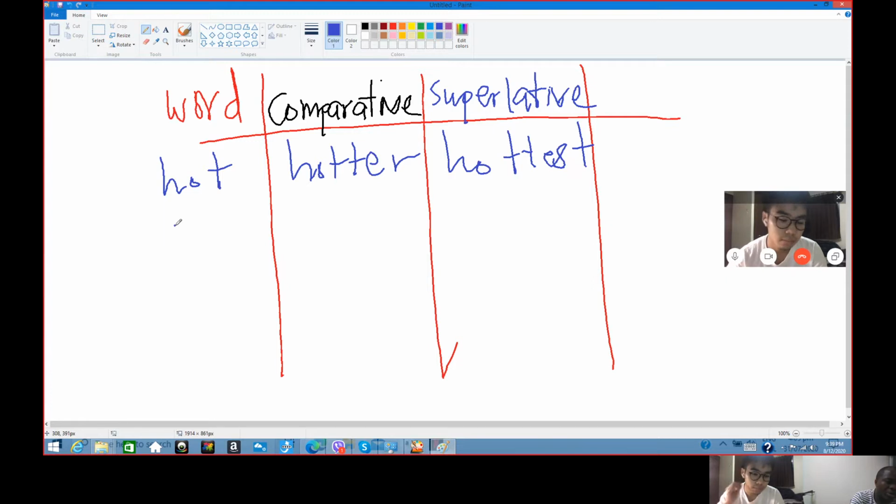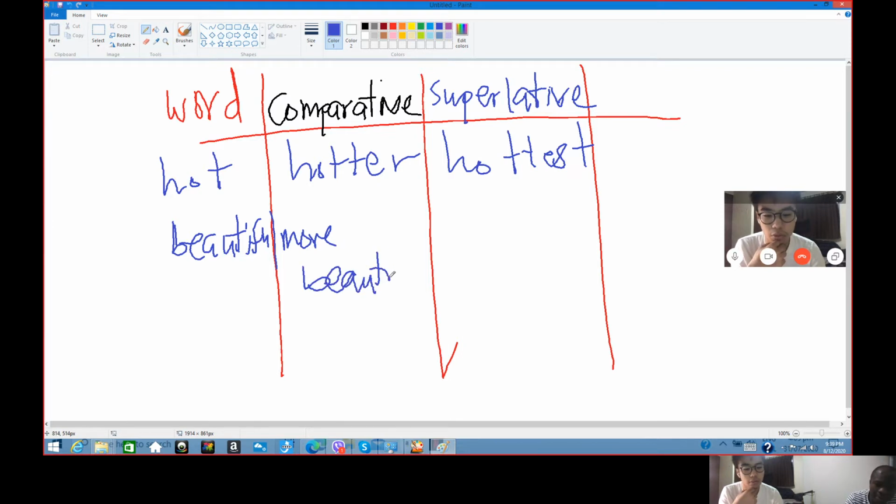And I want to give a last example. Now I'm going to confuse you. I want to see if you can think. Beautiful. What should be here for comparative? I use the word more. More beautiful. And most beautiful. Very good.